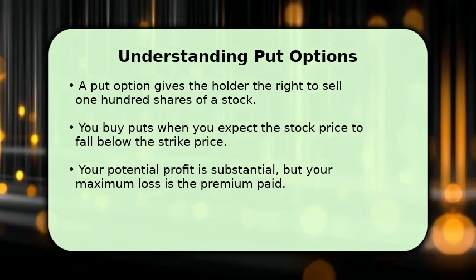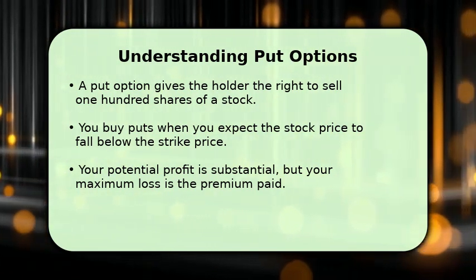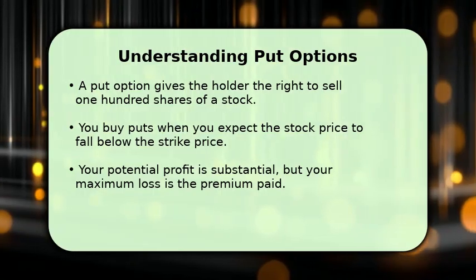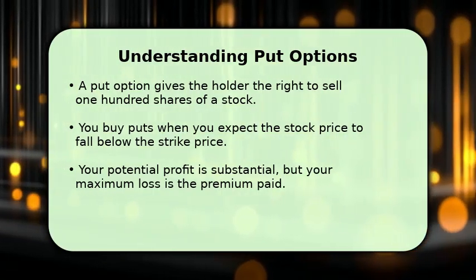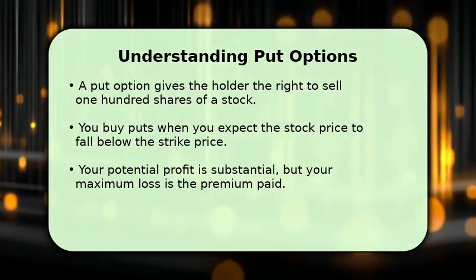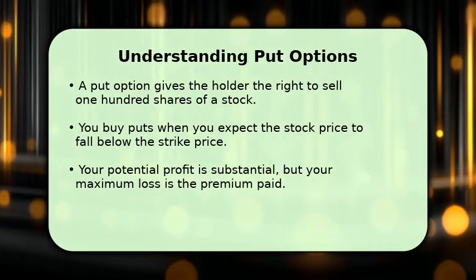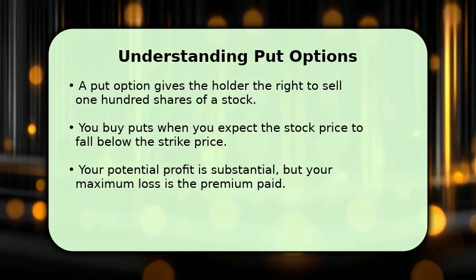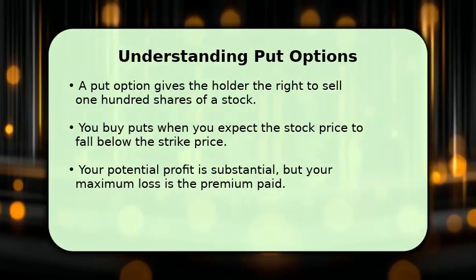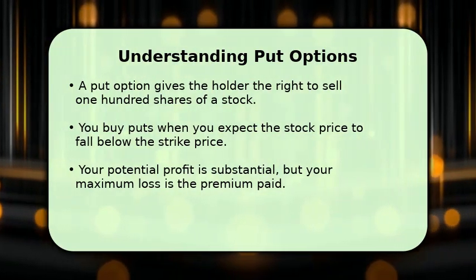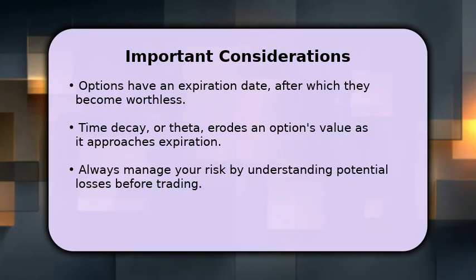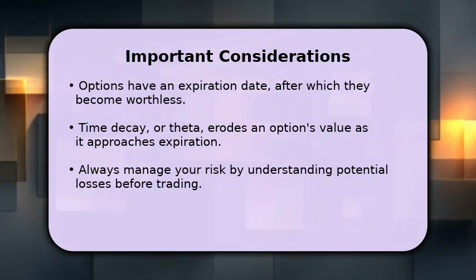Conversely, a put option provides the right to sell 100 shares of an underlying stock at a specified strike price before its expiration. Traders usually purchase put options when they believe the stock's price will decline. If the stock falls below the strike price minus the premium, you can make a profit. Similar to calls, your risk is capped at the premium you paid for the put option, offering a defined maximum loss.